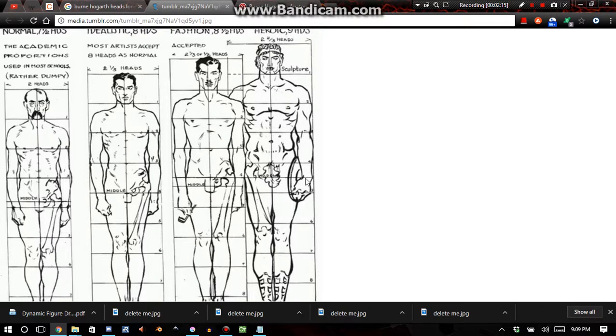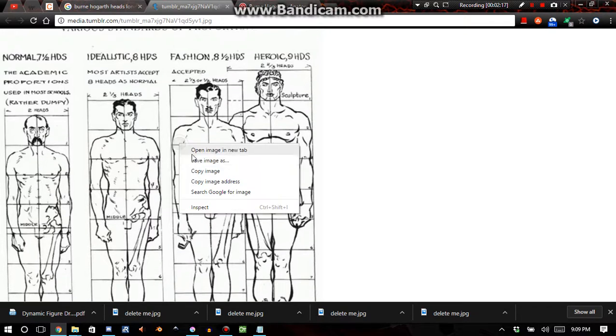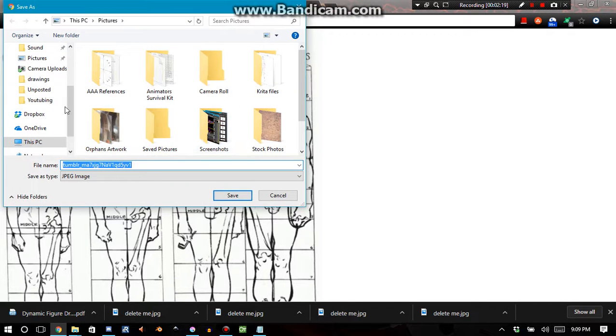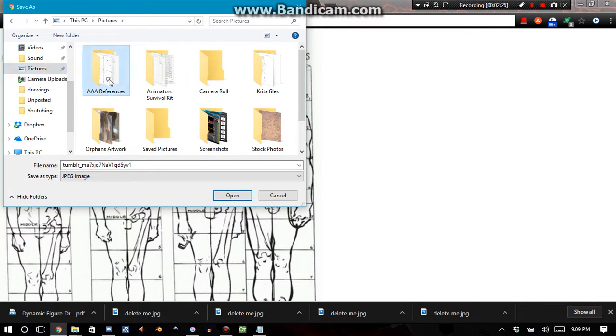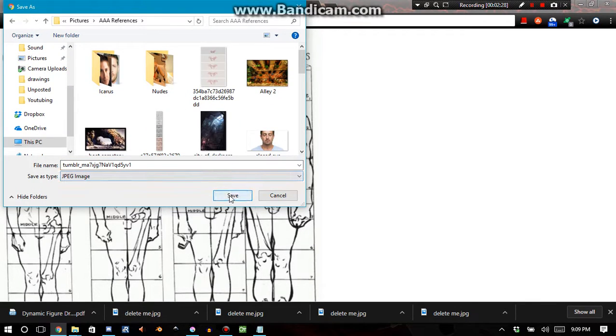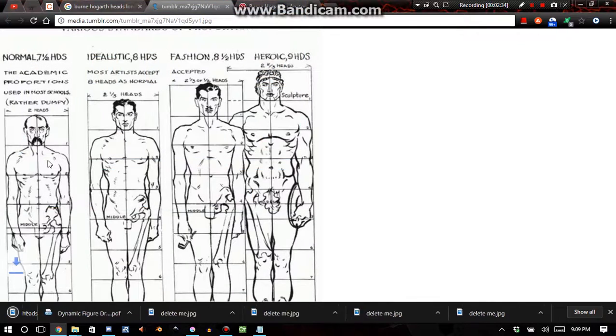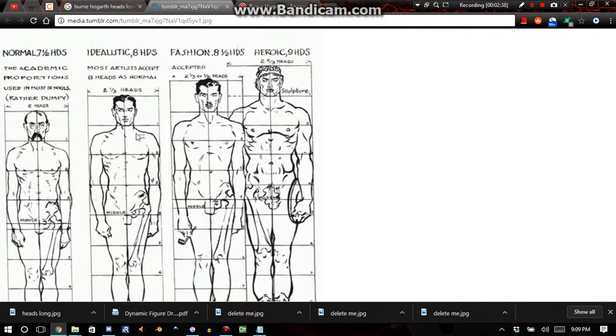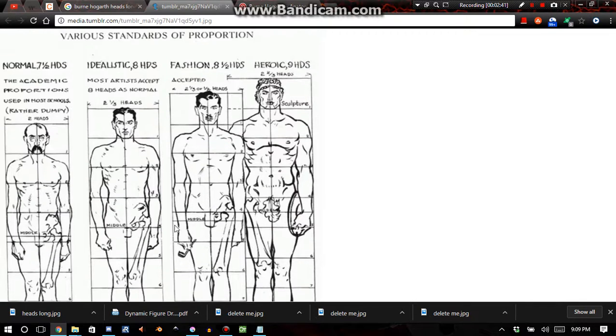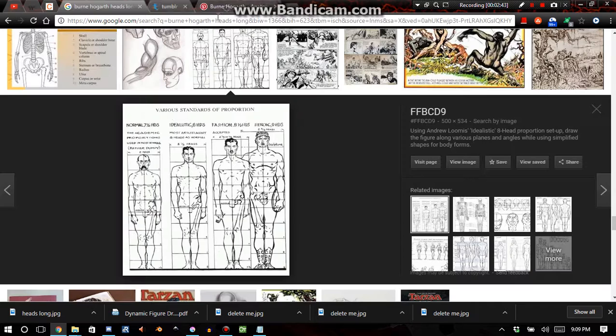All right, and this is actually a pretty good image here. So I'm going to save it, and I'm going to put it into my pictures and into my references, and I'm going to go ahead and save it as heads long. Just as a little bit of a reference, because I like the way that this is presented. I've seen many different ways that this has been presented. So let's go ahead and test this theory out, okay?